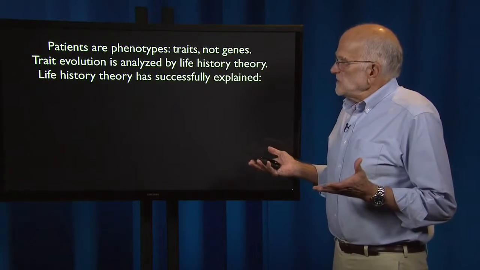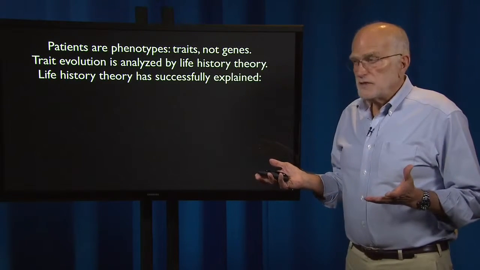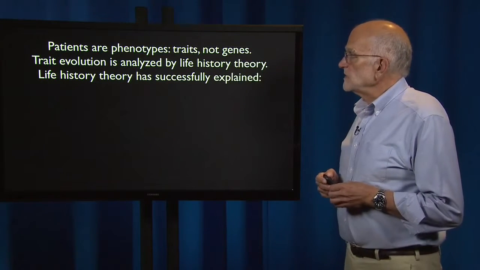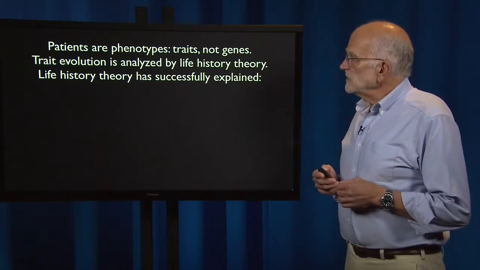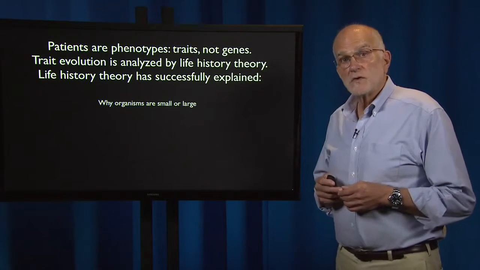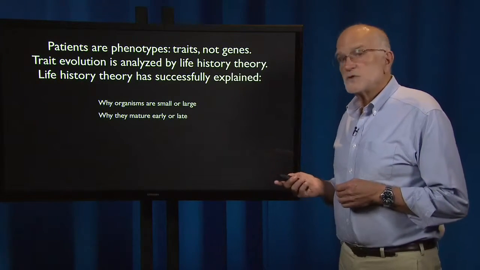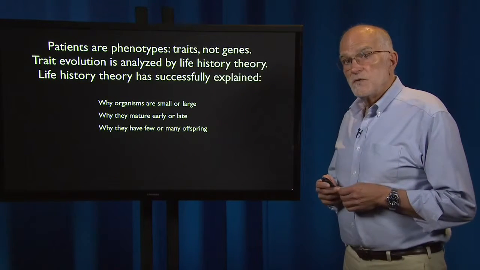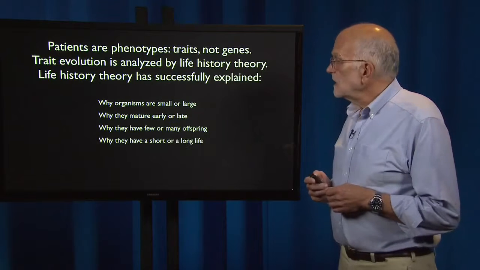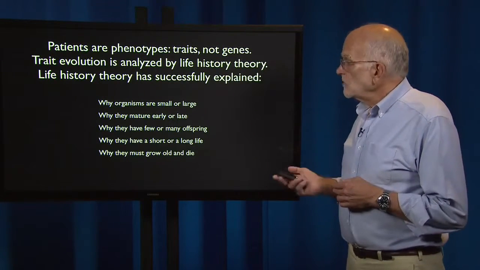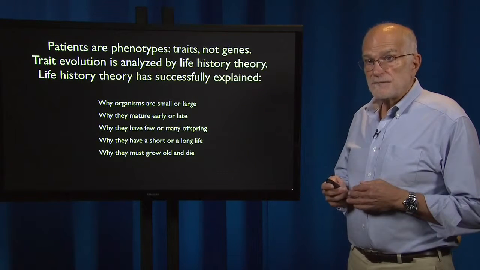Patients are phenotypes. They are traits, not genes. And trait evolution is what's analyzed by life history theory. Life history theory has successfully explained why organisms are small or large, why they mature early or late, why they have few or many offspring, why they have a short or a long life, and why they must grow old and die.